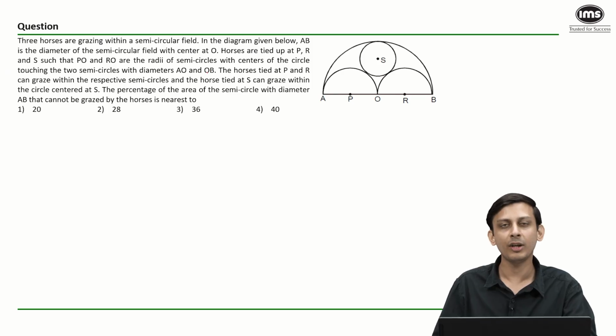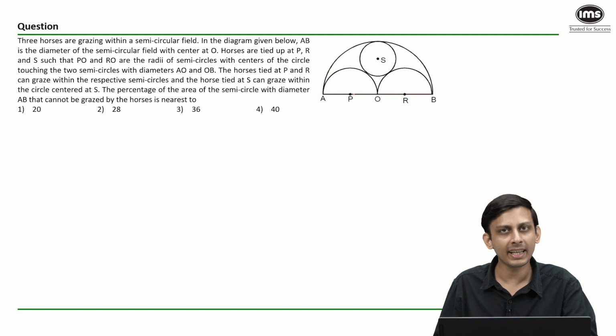In this question, 3 horses are grazing within a semicircular field. The 3 horses are tied up at the centers P, S and R. P and R are centers of the smaller semicircles, S is the center of the circle, and O is the center of the larger semicircle. Okay, and we have to find, out of the area of the larger semicircle, what percentage of the area cannot be grazed by the horses.